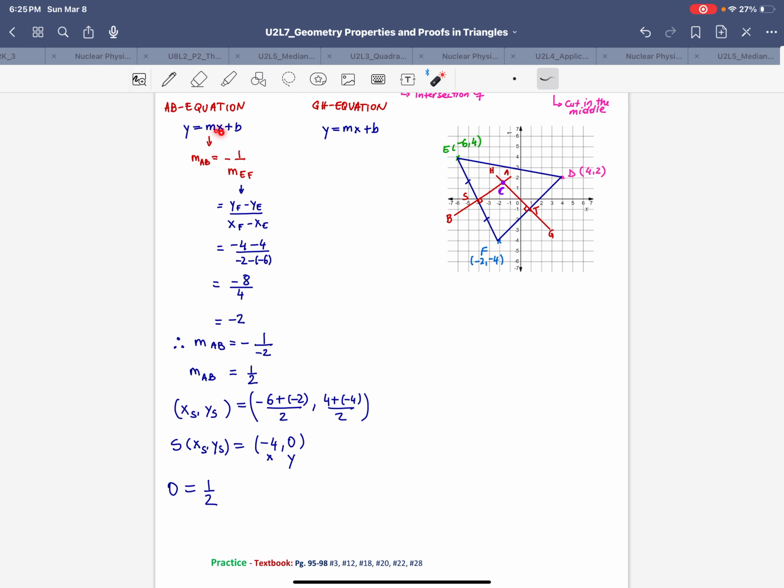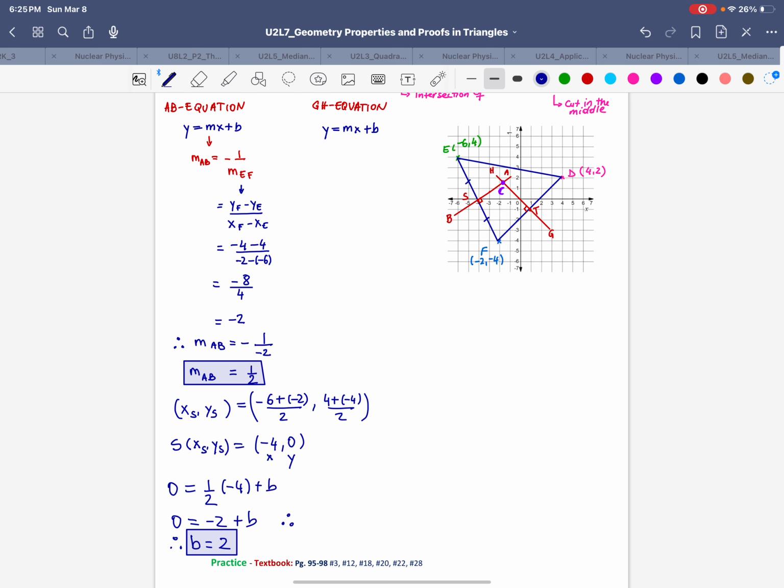Multiplied by x, the value of x is -4. So multiplied by -4 plus 2, so 0 equals -2 plus b. Therefore, the value of b would be equal to +2. So we got the b value, we got the value of the slope as well, and now we can write the equation of the right bisector AB. And we're going to say that the equation is y equals 1 over 2x plus 2.